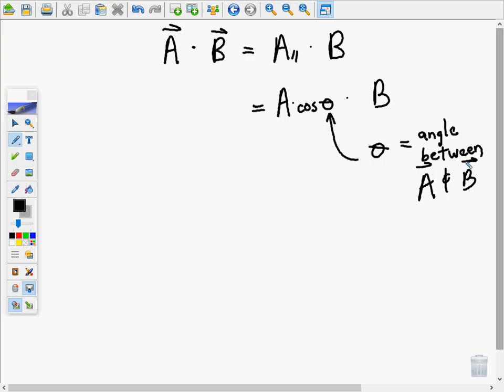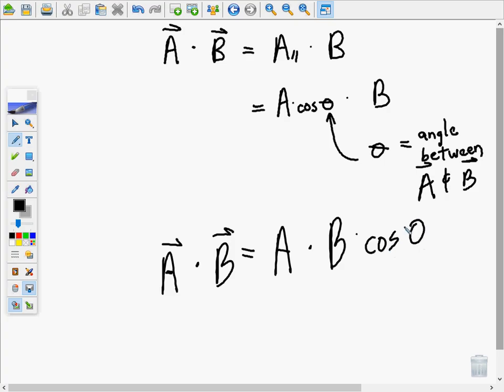But usually, the cosine is brought out to the right, and that brings us to the official formula, which I told you I could have just presented in 30 seconds. If you want to calculate the dot product, A dot B, you just take the magnitude of A times the magnitude of B times the cosine of the angle between the two vectors.